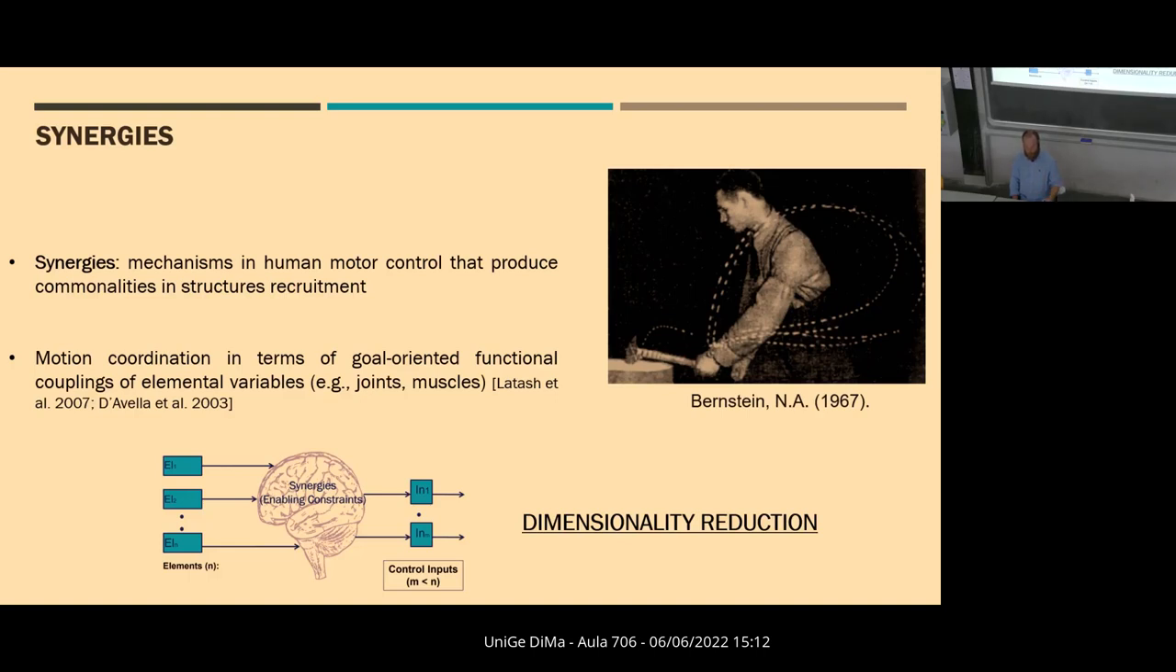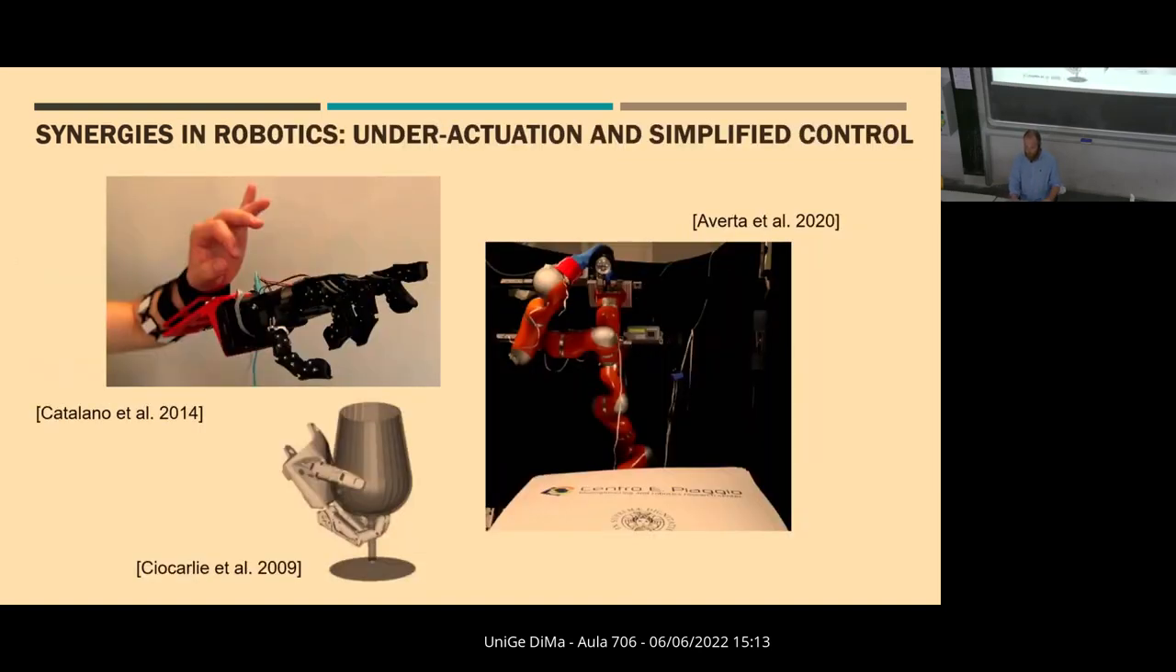of the system itself. Because basically, the idea that underpins the concept of synergy is that all the elemental variables of our body can, in general, be controlled according to control schemes in a subspace whose dimensionality is lower compared to the purely mechanical one. And this idea, as you can imagine, can have important implications in robotics for the design of under-actuated systems, so systems with a reduced number of actuators or control inputs, but also for the simplification of the control of robotic systems like manipulators and so on.